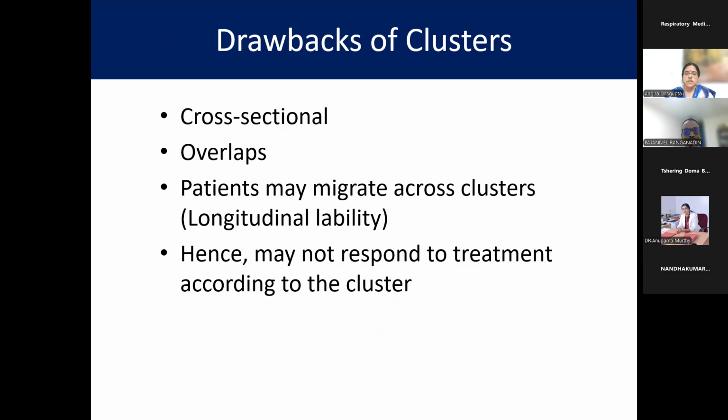A cluster analysis is usually a cross-sectional study, which is disadvantageous because we do not follow up these patients in a cross-sectional study. And when we do that, we can find that the patients can migrate across clusters. Meaning today a patient can be in a neutrophilic cluster, tomorrow might end up in an eosinophilic cluster. Hence, it may not respond to treatment according to the clusters. And there can be overlaps.